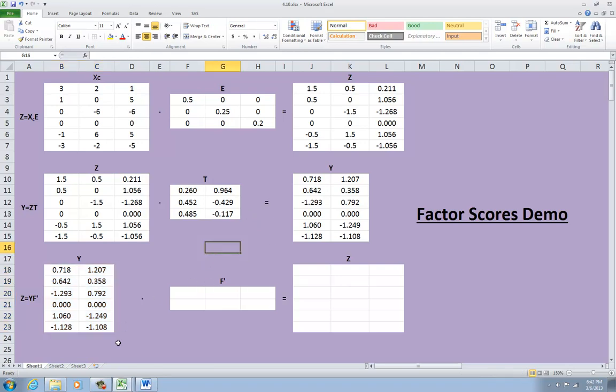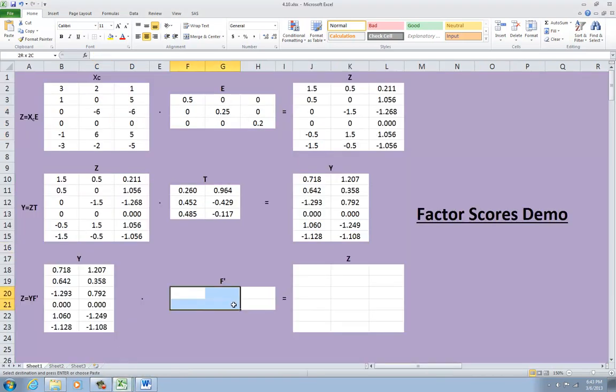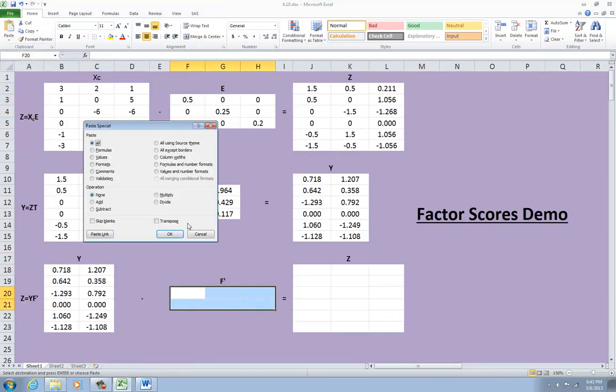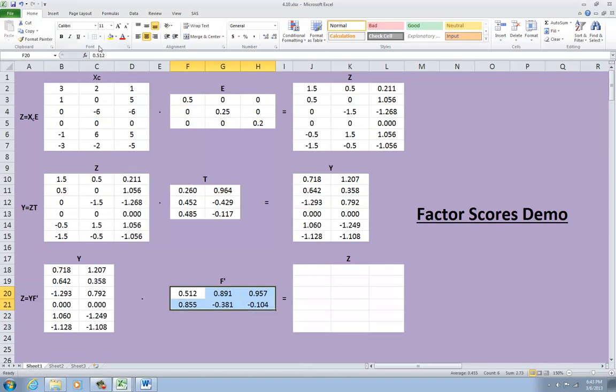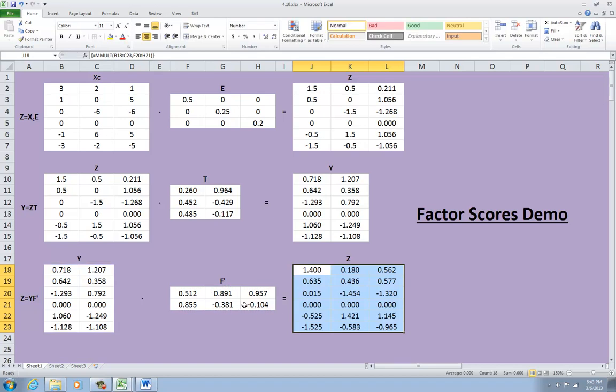And then F, we can go back to our last video, or we can go back to our factor loadings, which I'll do in video 4.8. Take our factor loadings from the summary table here. I'm going to copy them, Control C, and then I will do a transpose paste. And let's multiply these two matrices together. And there you go.